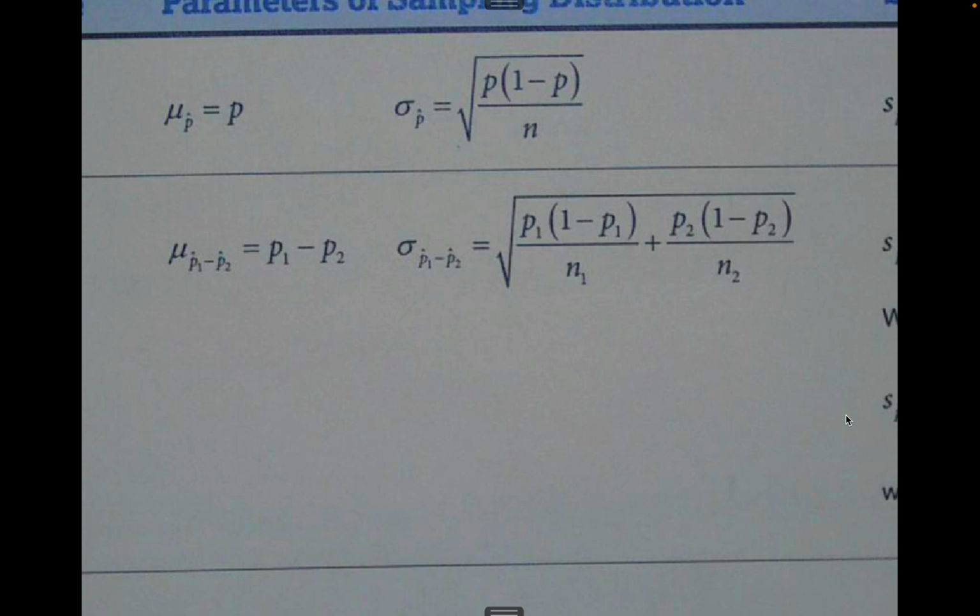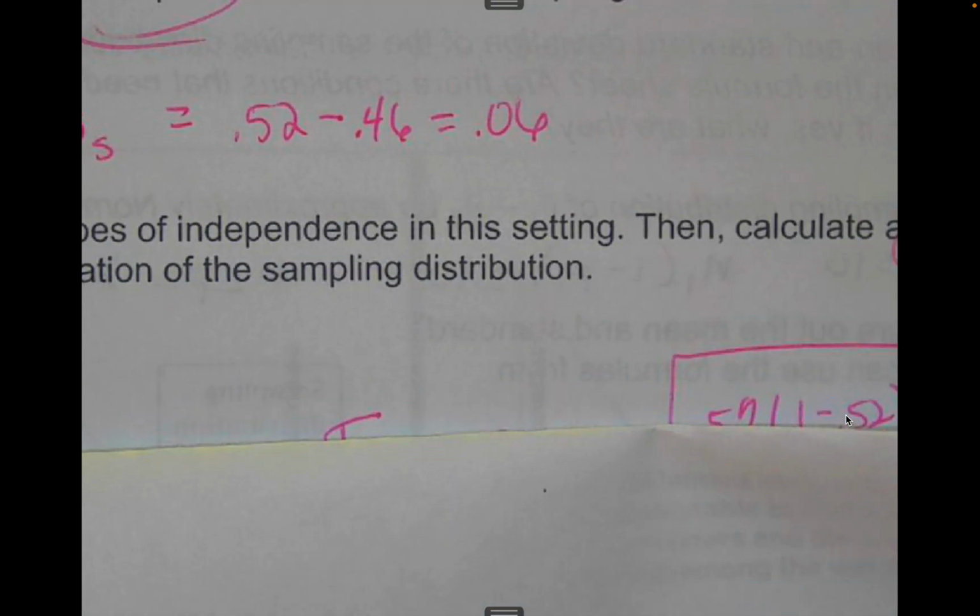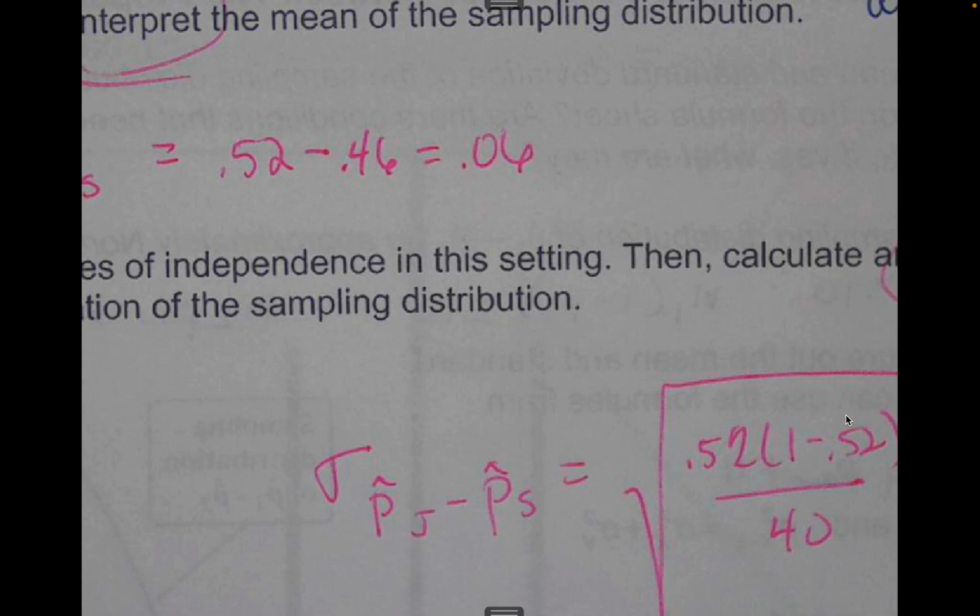Alright, what do we get for the mean? 0.06. What do you get for the standard deviation? 0.114. Yeah, I'd put 0.115. I don't know if it's just rounding.